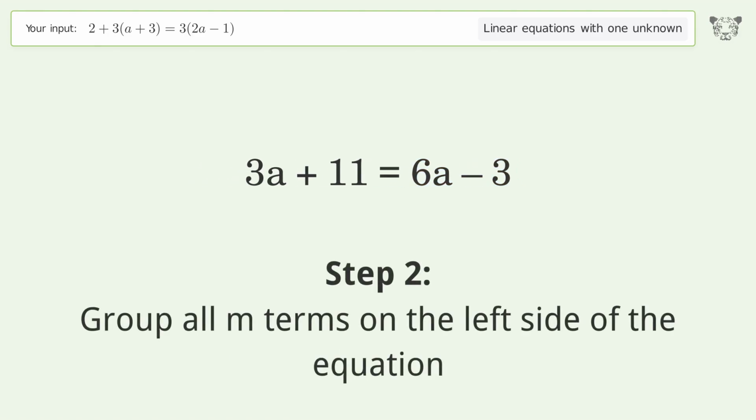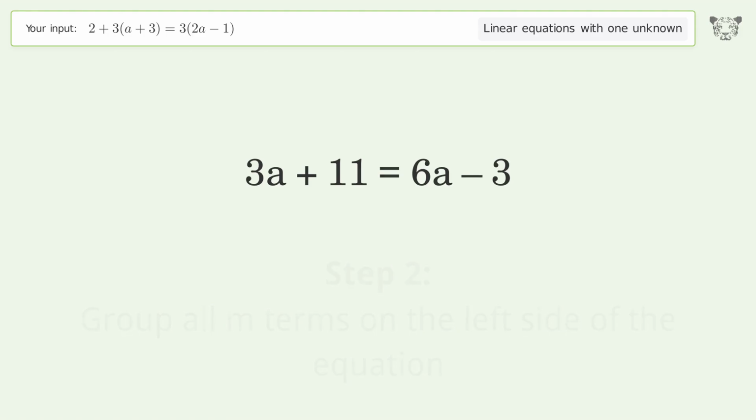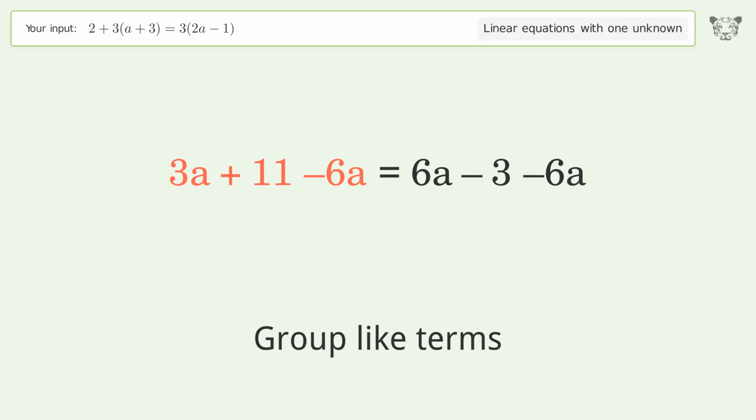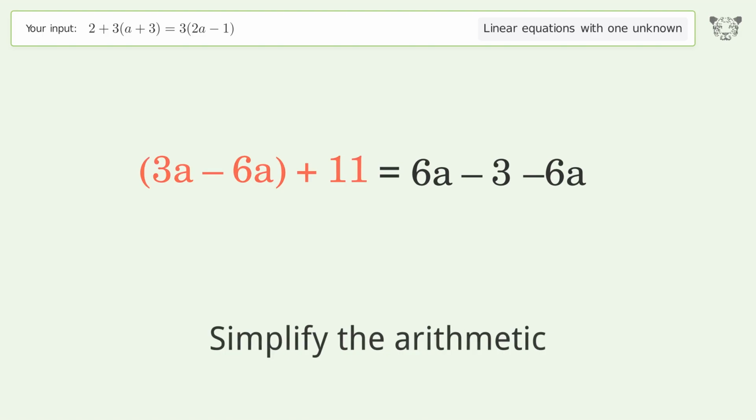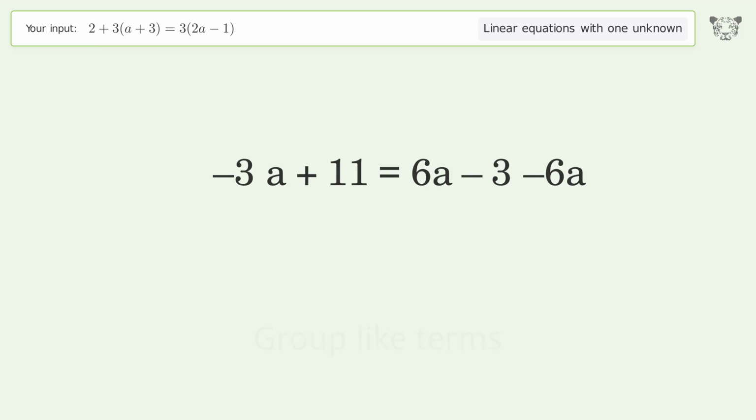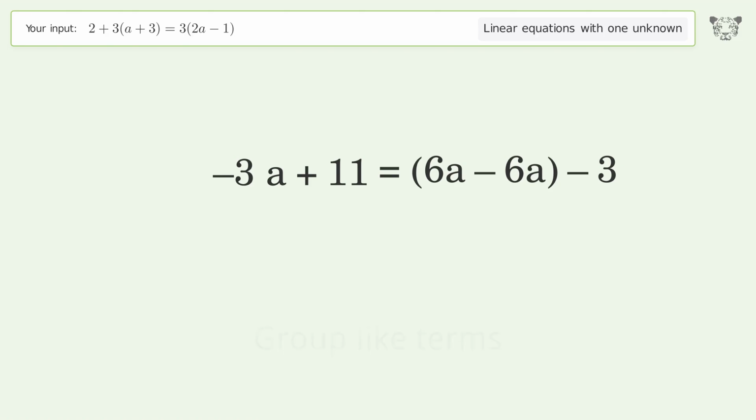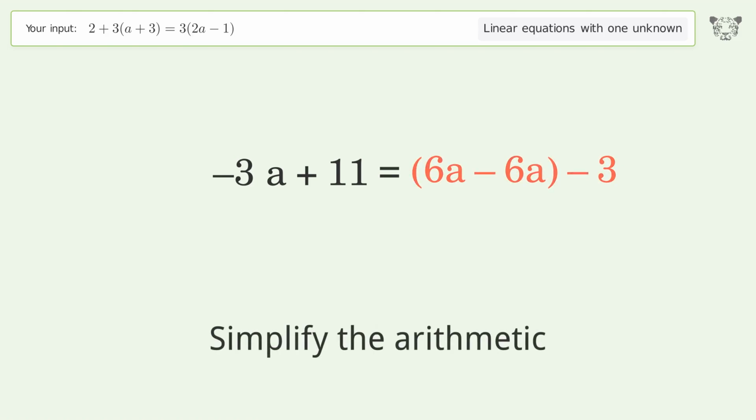Group all m terms on the left side of the equation. Subtract 6a from both sides. Group like terms. Simplify the arithmetic. Group like terms. Simplify the arithmetic.